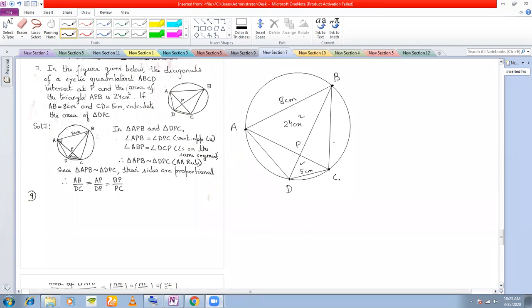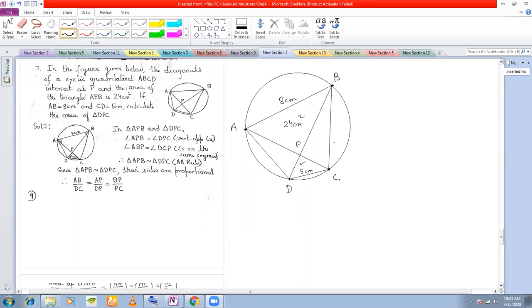Sir, it is directly proportional. Directly proportional to what? Means half into base into height. So if height increases... No, absolutely wrong. Absolutely wrong. Shazia, can you tell me?